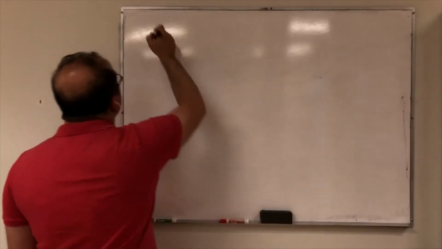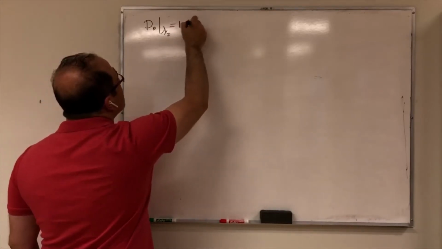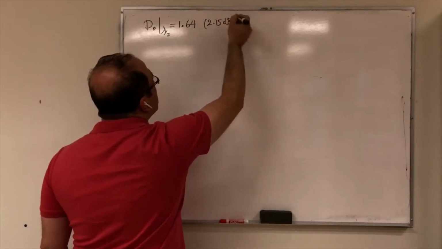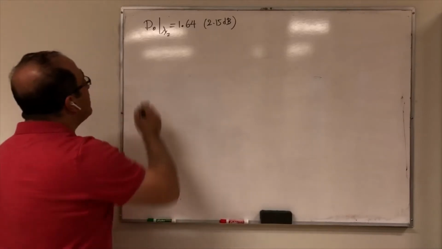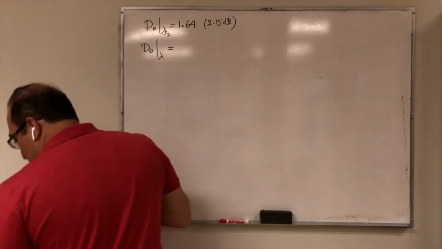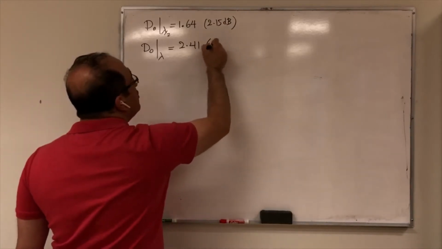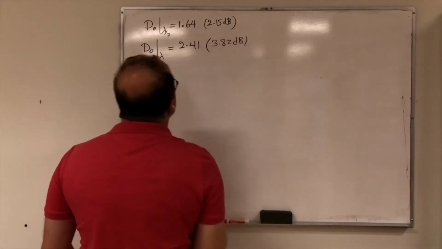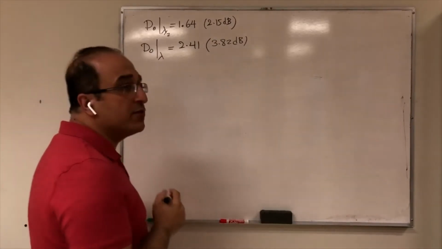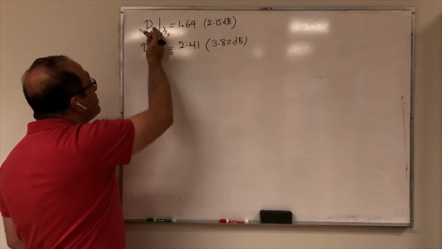So we saw that the directivity of a half-wavelength dipole is about 1.64 dimensionless, or 2.15 dB, or we may call it dBi. That was for half a wavelength. Then the directivity of a full-wavelength dipole is about 2.41, or 3.82 dB. So these are the two numbers that we had. And so we said this is, in fact, more in terms of directivity. So you may say if you like a little bit more directivity, then this is more appropriate.